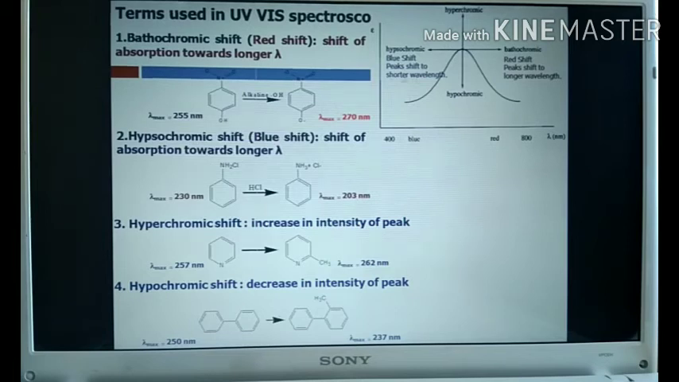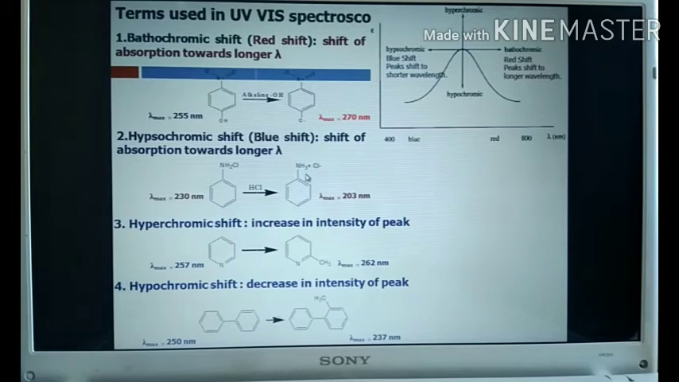Hypsochromic shift or blue shift is a shift of absorption towards a shorter wavelength. It is exactly the reverse of the bathochromic shift. For example, take benzene here, an amine salt, a quaternary salt. It is aniline, lambda max is 230 nanometer, which reacts with HCl acid.